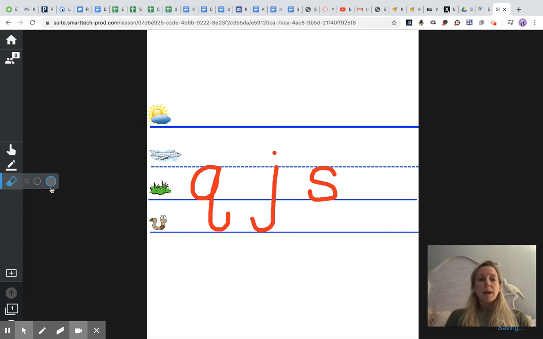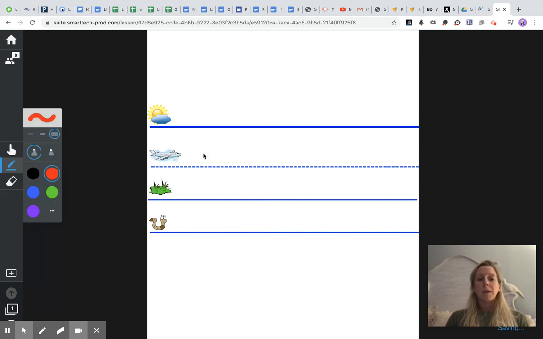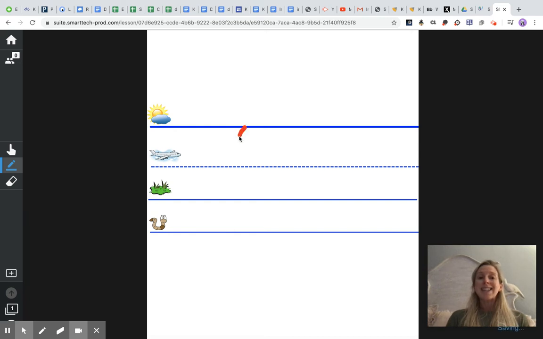When we're talking about some of our uppercase letters, they all start at the skyline. So, a lot of times we might be sliding or going straight down. So if we make the letter A, we're going to start at the skyline, slide to the grass line, go back to the skyline, slide to the grass line, cross at the plane line.